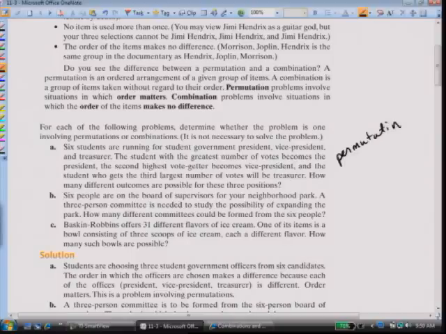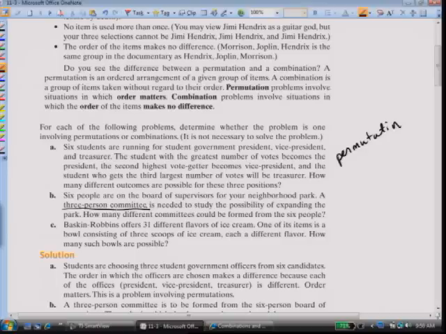Okay, now on B, it says 6 people are on the board of supervisors for your neighborhood park. A 3-person committee is needed to study the possibility of expanding the park. How many different committees could be formed from the 6 people?